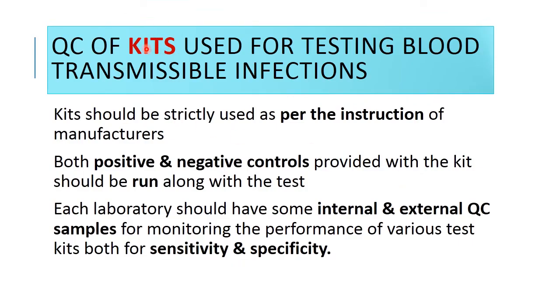So quality control with respect to the kits is also done. With respect to kits, we have to follow the instructions given by the manufacturer. Both positive and negative controls given in the kit should be run along with the test samples. And it is also said we need to have internal and external quality control samples so that we are checking for the sensitivity and specificity of those kits.